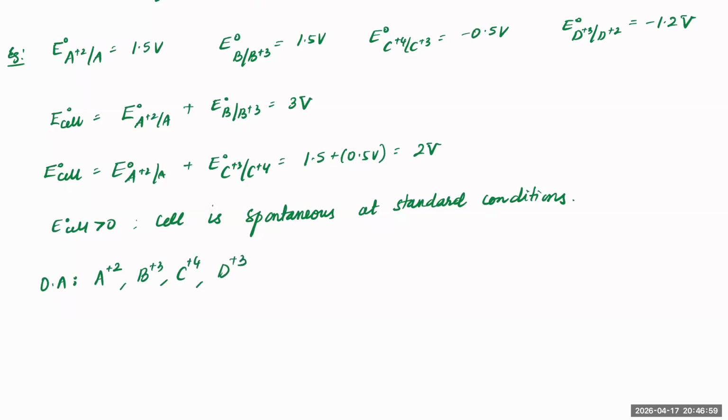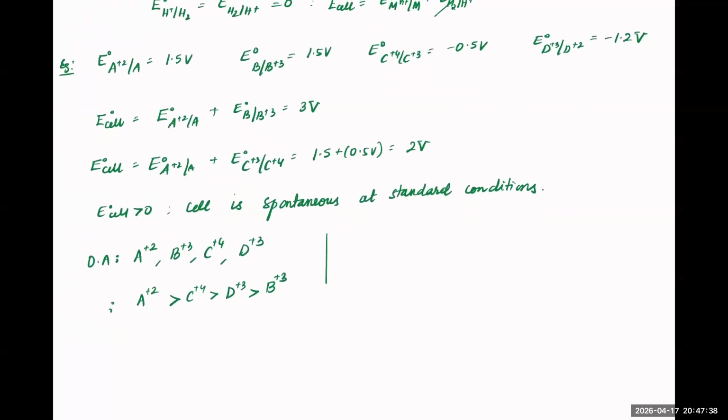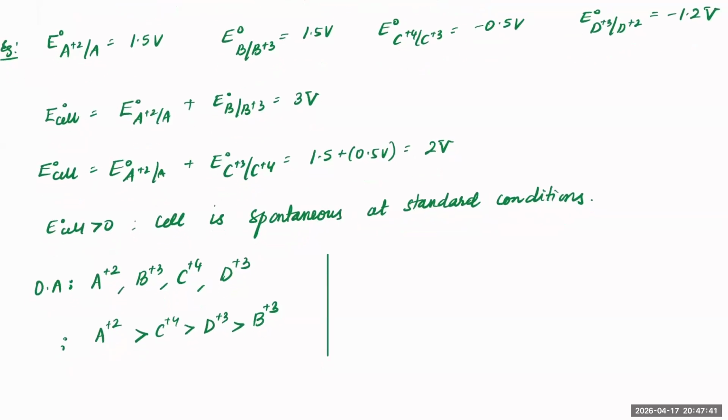These are oxidizing agents. If you notice, value wise, A plus 2 has the highest value to convert into A, and then we have C plus 4, and then we have D plus 3, and then we have, one minute, B plus 3. This is the oxidizing potential or oxidizing nature. Okay, this is about the oxidizing potential or oxidizing agent trend.